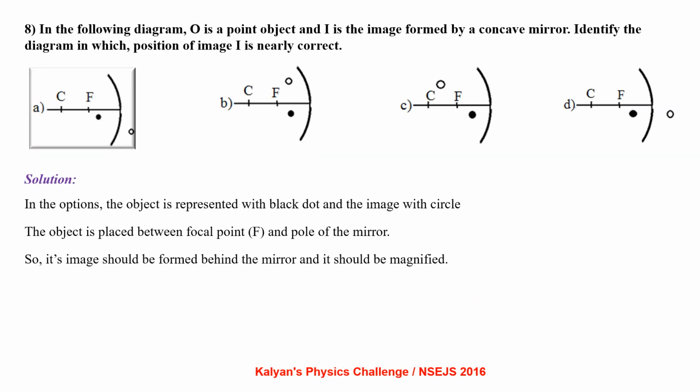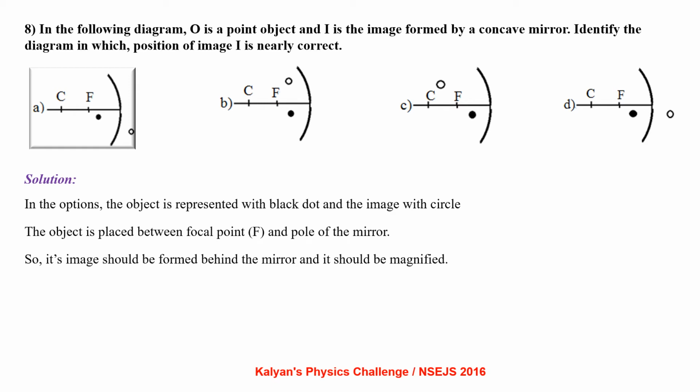In the following diagram, O is a point object and I is the image formed by a concave mirror. Identify the diagram in which the position of the image is nearly correct. In the given diagram, the object is represented with a black dot and the image is with a circle.